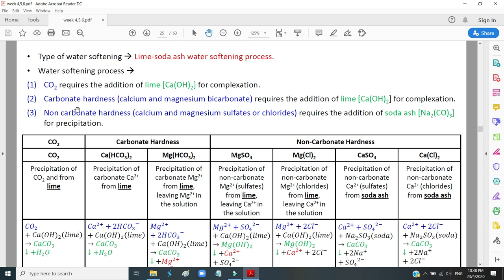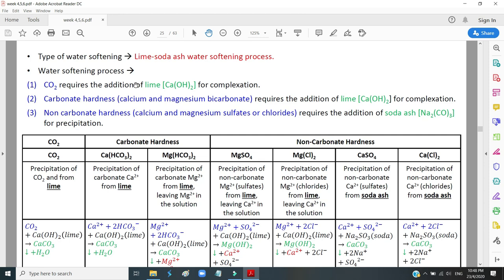And also the carbonate hardness requires the addition of lime for complexation. And then the non-carbonate hardness also requires the addition of soda ash for precipitation. So all of it needs a different water softening process.